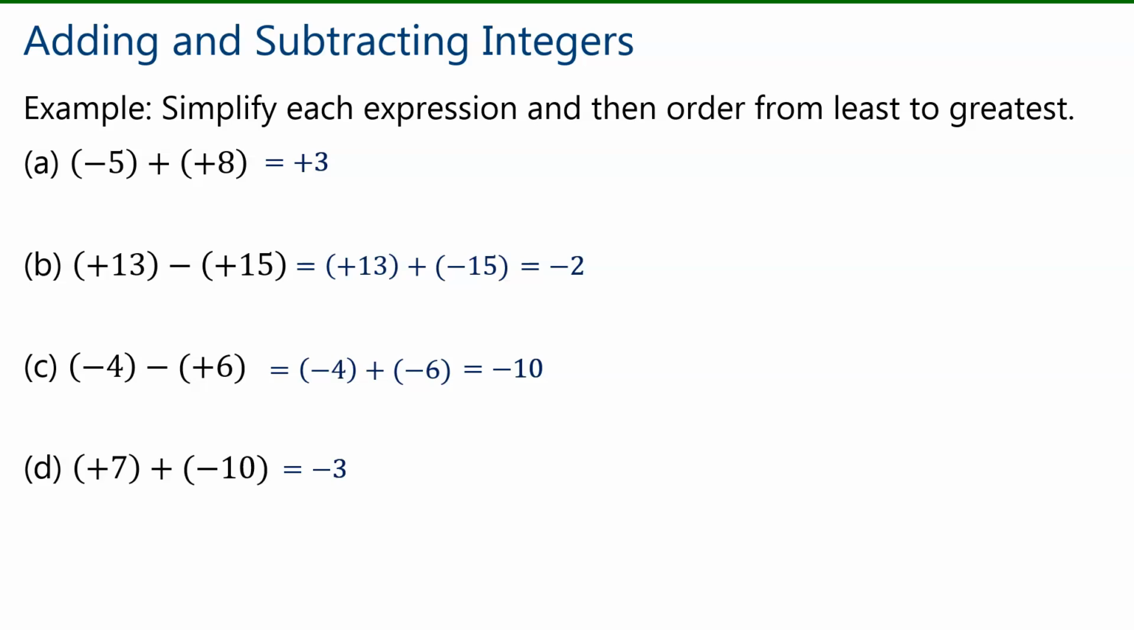So you can use a number line to help you with this. If you have a number line, you would see that negative 10 is furthest to the left, so that is the least number here. Then between positive 3, negative 2, and negative 3, negative 3 would be next, followed by negative 2. And the largest number here is positive 3. So here we have our list from least to greatest.